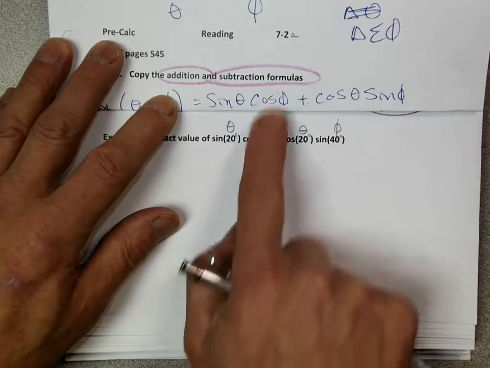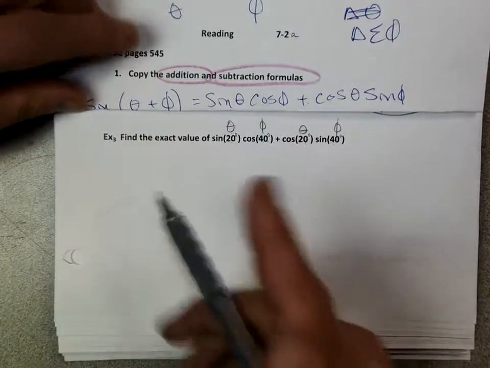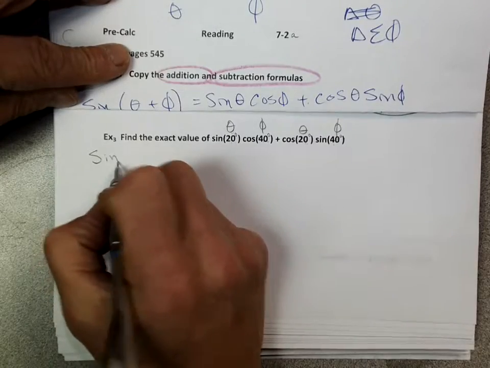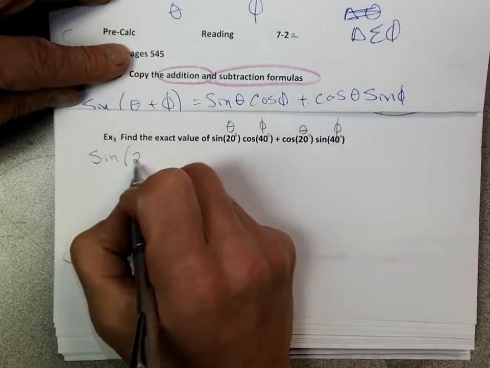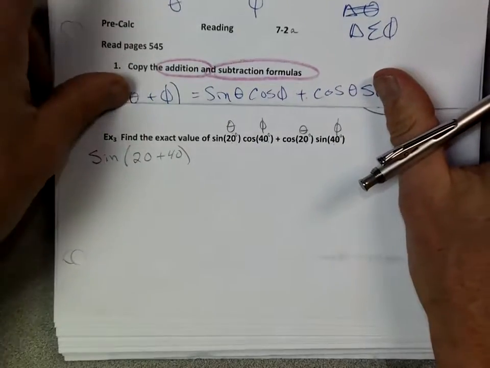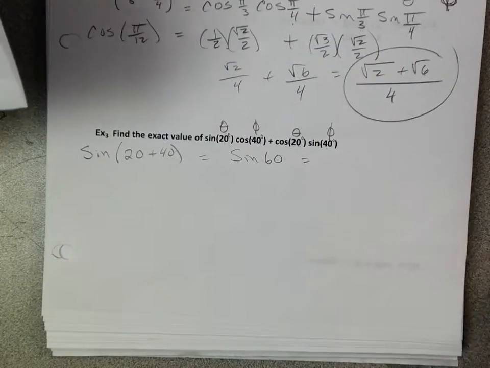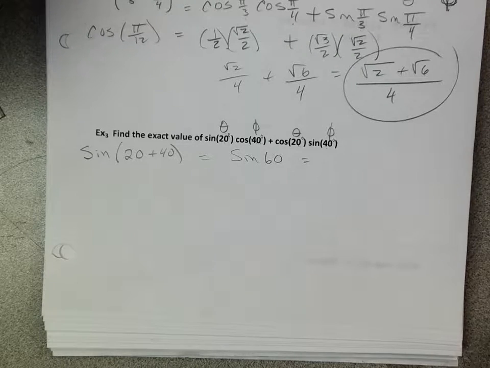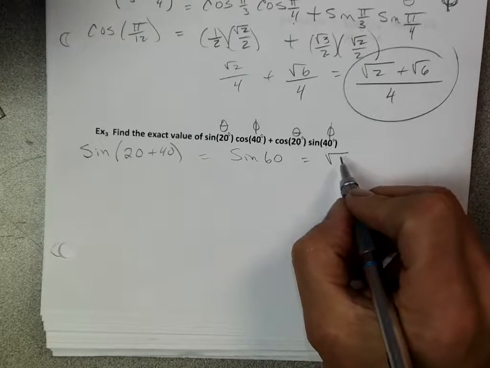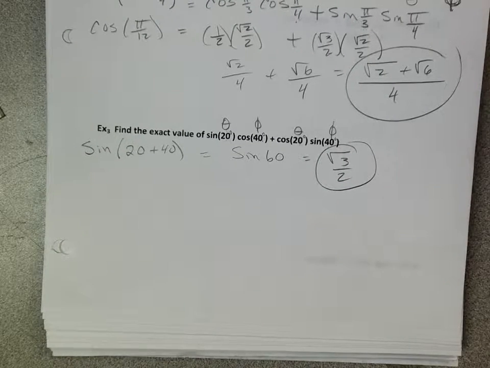Sine theta, cosine phi, plus my cosine theta, sine phi. So what we're going to have to do is call this sine of 20 plus 40, right? Which would be sine of 60. All right? And sine of 60, that's on the unit circle, isn't it? This one was pretty easy. Sine of 60, it's on the unit circle, turns out to be exactly the square root of 3 over 2. That was a lot less work.